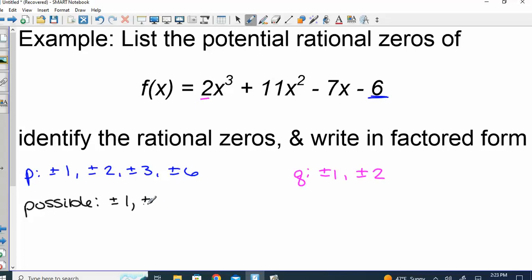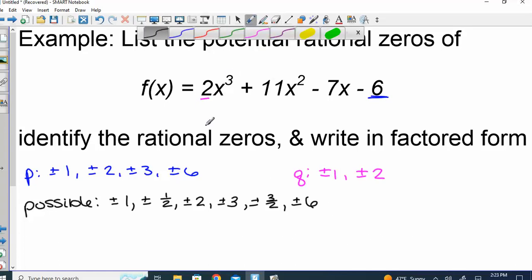1 divided by 2 is 1/2. 2 divided by 1 is 2. 2 divided by 2 is 1, but I already have that on my list, so I'm not going to put it again. 3 divided by 1 is 3. 3 over 2. 6 over 1 is 6. And 6 over 2 is 3, which I already have, so I'm not going to list it again. This is the first part. Listing the possible zeros. Here's everything that could work.